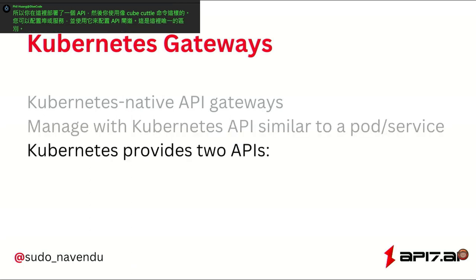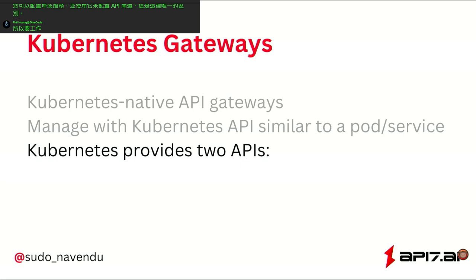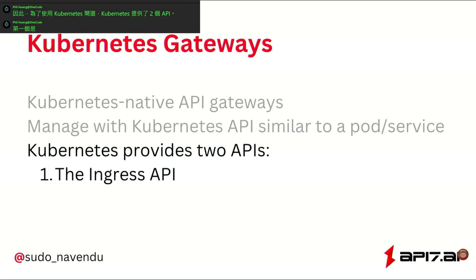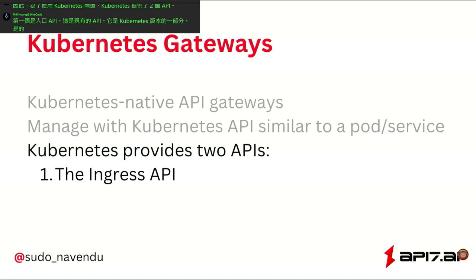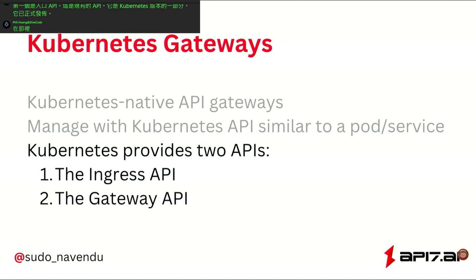To work with Kubernetes gateways, Kubernetes provides two APIs. The first one is the ingress API. This is the existing API. It is part of the Kubernetes release. It is generally available. And there is this new API called the Gateway API, which aims to solve a lot of problems with the ingress API. So these two APIs let you configure a Kubernetes gateway within Kubernetes.